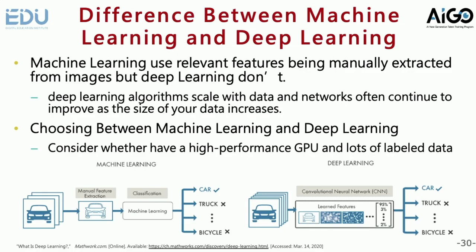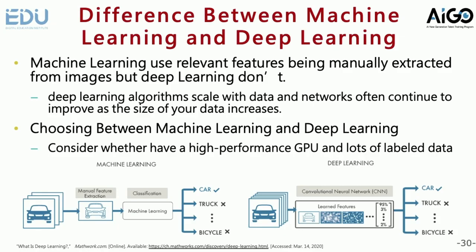The biggest difference between machine learning and deep learning is that machine learning uses relevant features manually extracted from images. Sometimes I think the image can be said to be data samples. So machine learning uses relevant features manually extracted from images, but deep learning doesn't. Deep learning algorithms scale with data, and the networks often continue to improve as the size of your data increases.